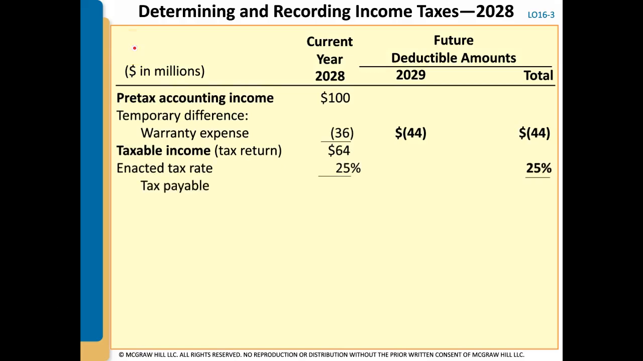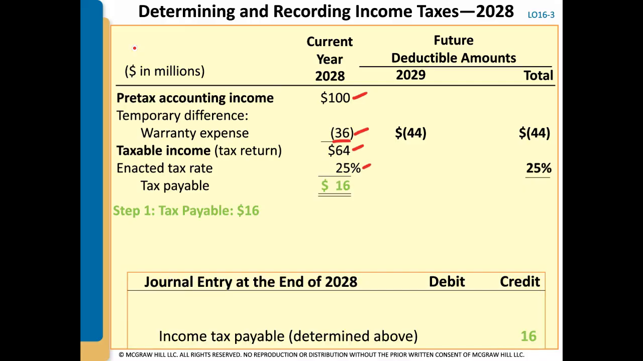We start with our pre-tax accounting income of $100 million. We take our deduction for the warranty payments of $36 million. So our taxable income is $64 million times our 25% tax rate, which gives us our current income tax payable of $16 million. Again, this is what we owe when you look at the corporate tax return for that year. So we're going to credit income tax payable for $16.